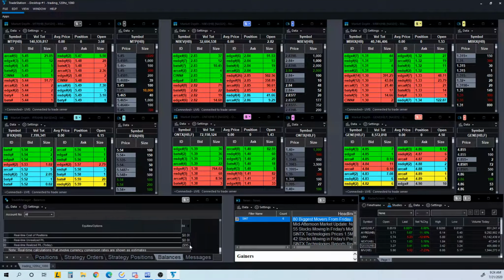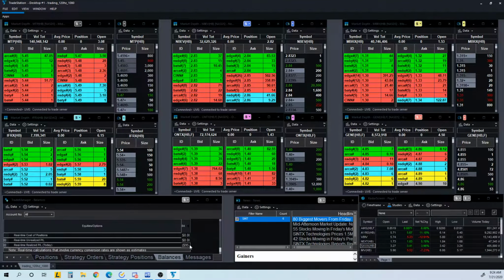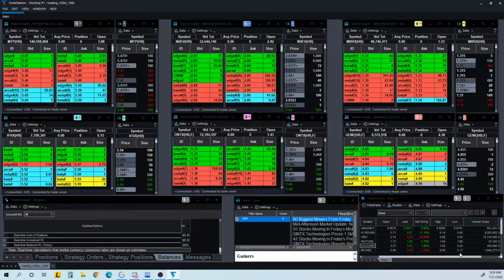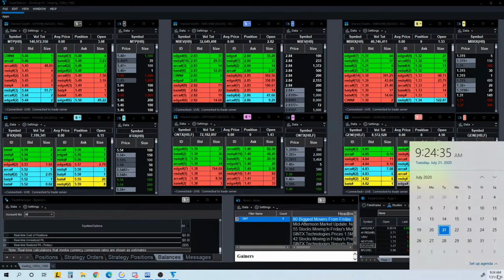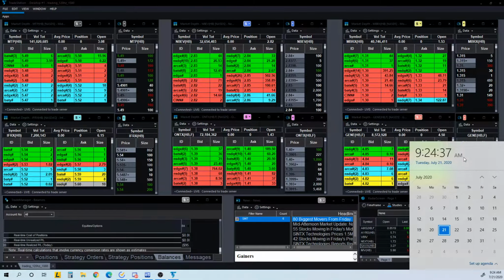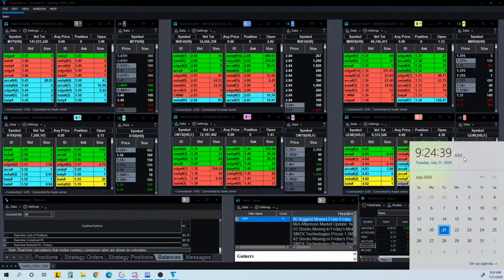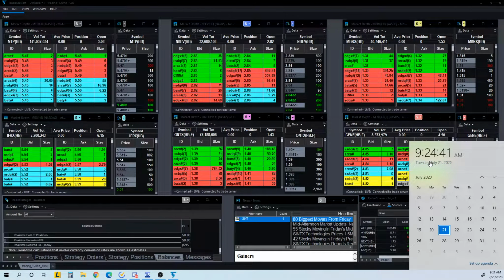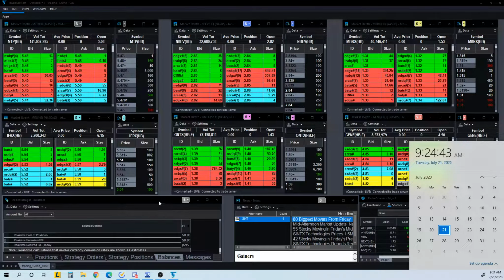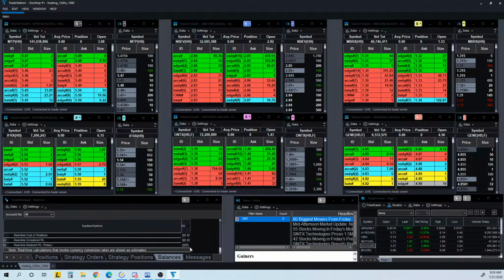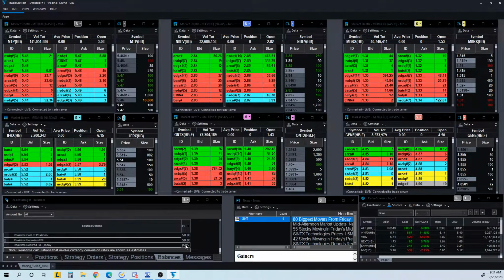And this is the second red day for the month of July. So I'm fine with that. It's two red days for the month so far, and it's July 21st, so we're almost at the end of the month. If you look over here, I'm down $95 and some change.